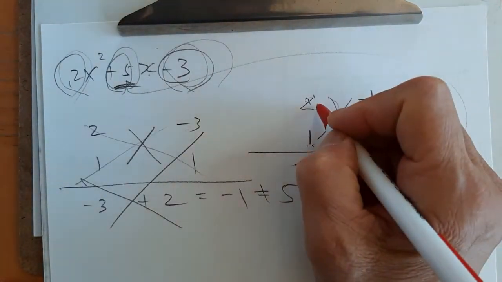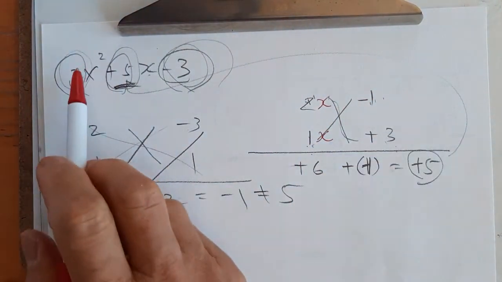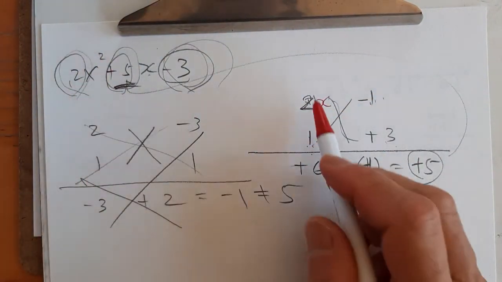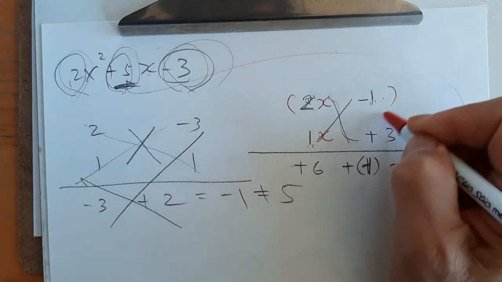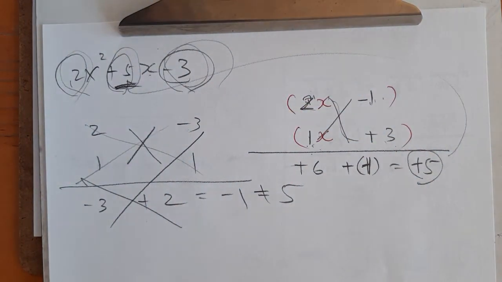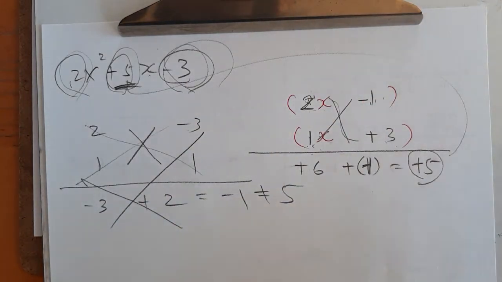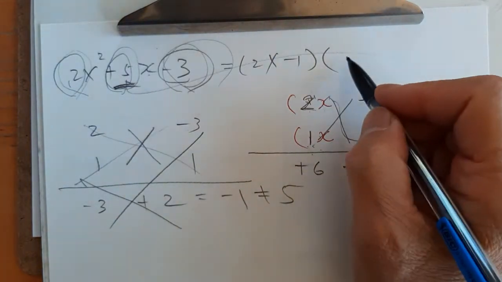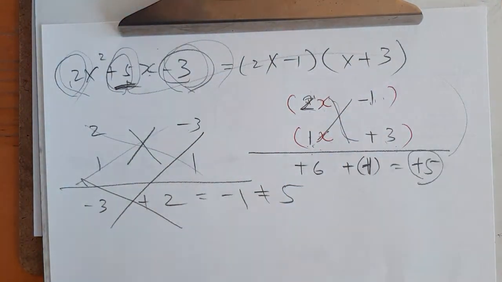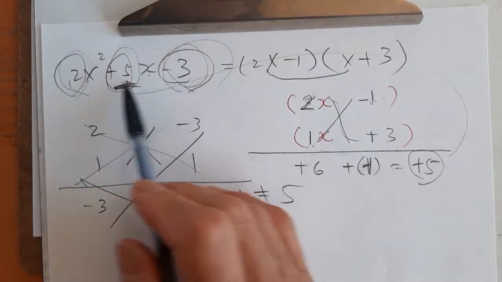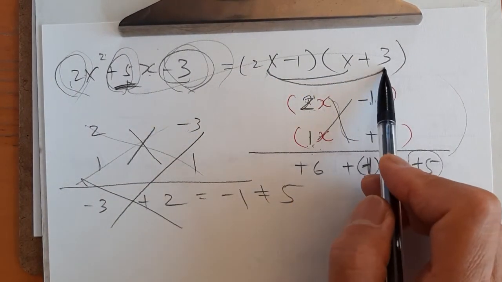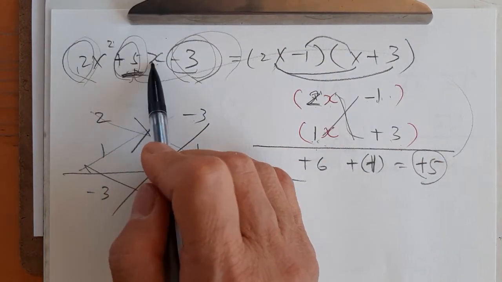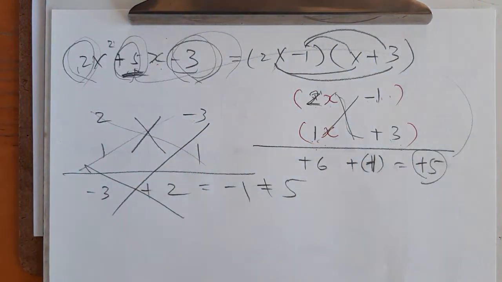Then you put the x, because this 2 times 1 comes from the x squared term. Separate the x squared term into each one. Put the parentheses, and the factor is 2x minus 1 times x plus 3. And you can check it. 2x times x is 2x squared. 2x times 3 is 6x, minus 1x, gets positive 5x. The last term's product is negative 3. It checks.